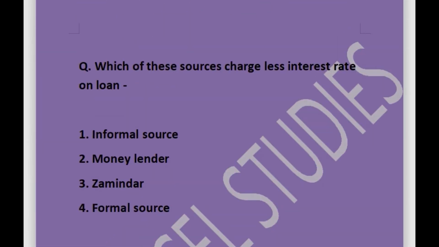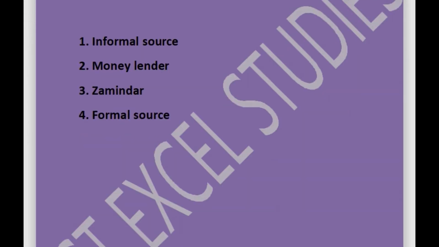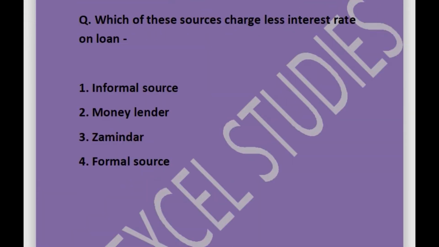Next question is, which of these sources charge less interest rate on loan? Options are informal sources, money lender, jamindar or formal sources. Answer is formal sources. Formal sources means banks and cooperatives who provide loans to the required person. They offer loans on less interest rate, while the informal sources offer loans on very high rate of interest.